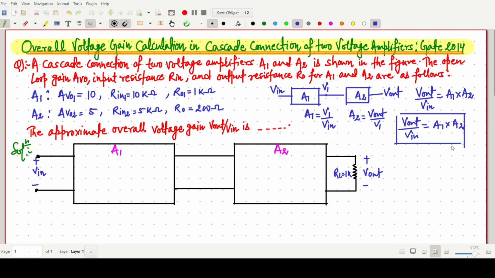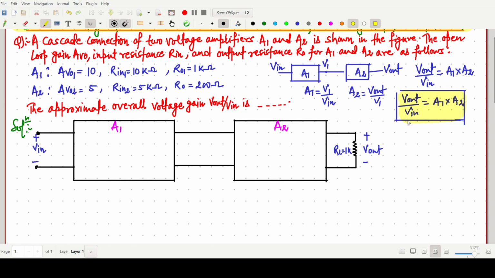Okay, this one is one basic concept. But in our case, the amplifier is given with input impedance, open loop gain, and output impedance. So first we have to know about the amplifier equivalent circuitry.